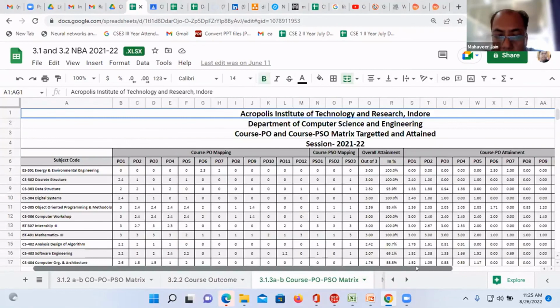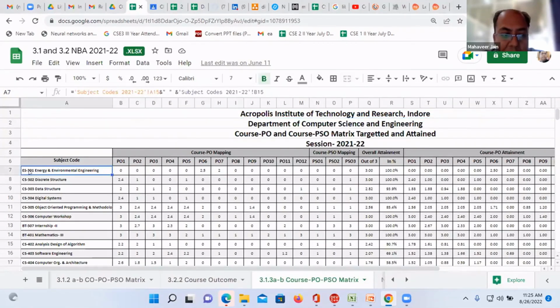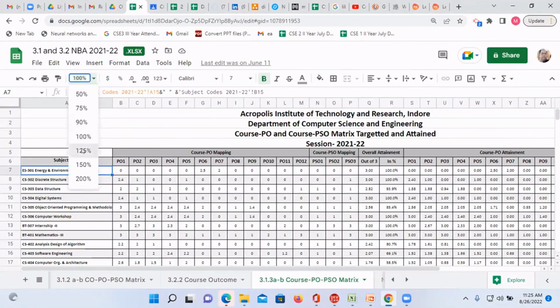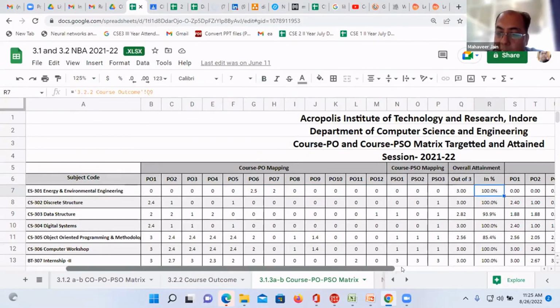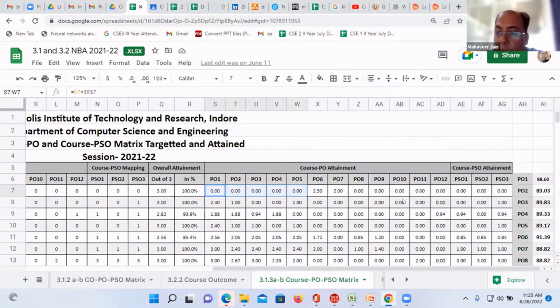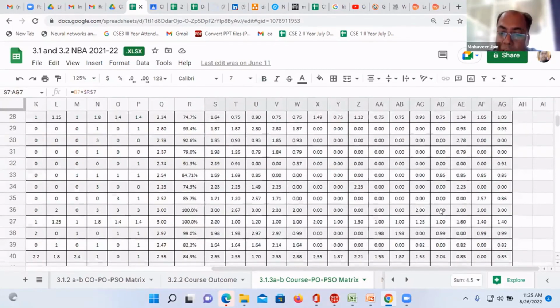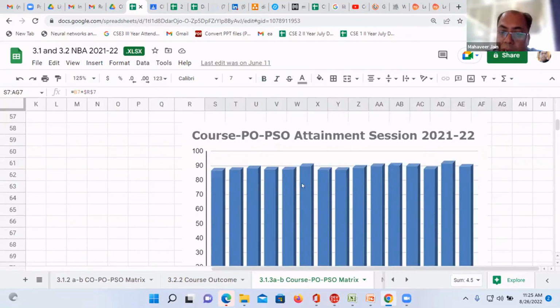So you are seeing, I am teaching the first subject. It is visible to everyone? Yes, sir. I am teaching the first subject, EC 301, Energy and Environment Technology. This is my PO attainment for this subject, and this is my CO attainment level. I achieved 100%. On that basis, I can decide the PO attainment level here. So this is the final graph, my attainment level for the session 21-22.